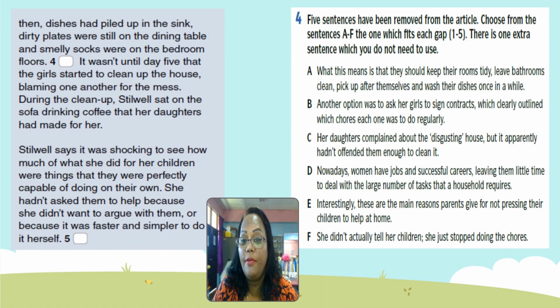Alright, let's look at number 4 now. Dishes had piled up in the sink, dirty plates were on the dining table, smelly socks were on the bedroom floor. So basically the house was a mess. So what do you think happened? Now the options left are B, C, and E. What do you think is the answer for number 4?